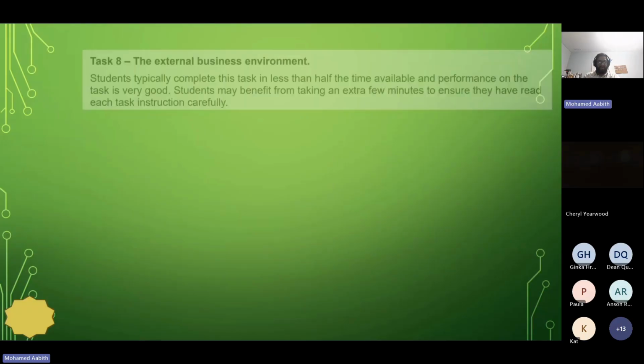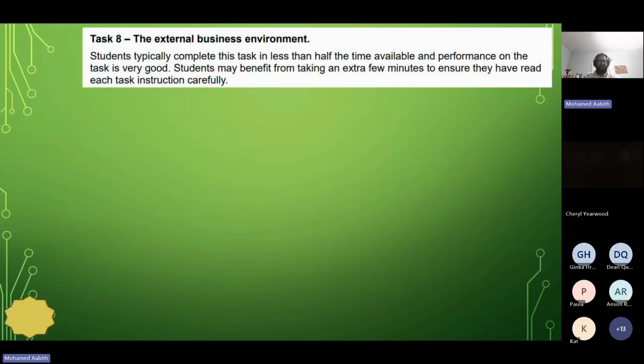Now, we move on to the last one. The external business environment. That was for students who perform well. They typically complete this task in less than half the time available, and the performance on the task is very good. The students may benefit from taking an extra few minutes to ensure they read every task here carefully. But it's on a good note, because we're going to finish with a good question.